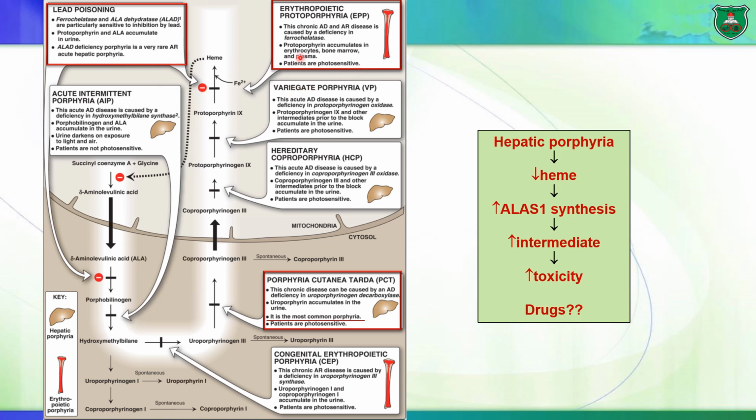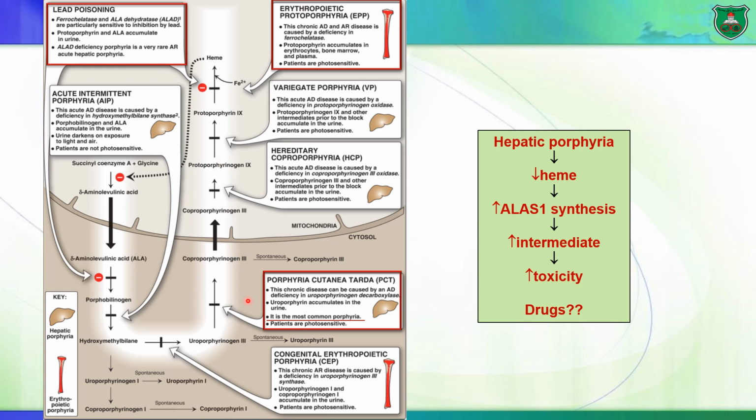Now, you can have mutations in the ferrochelatase enzyme, and that would cause a condition known as erythropoietic protoporphyria. It can be autosomal dominant or recessive, and you will have accumulation of protoporphyrin 9 in plasma and urine as well. And patients are, of course, photosensitive because you have accumulation of these intermediates.